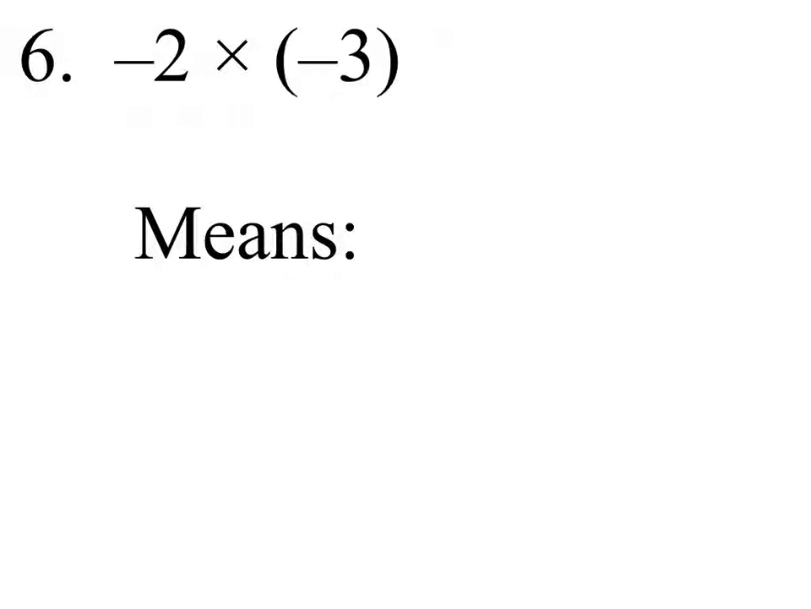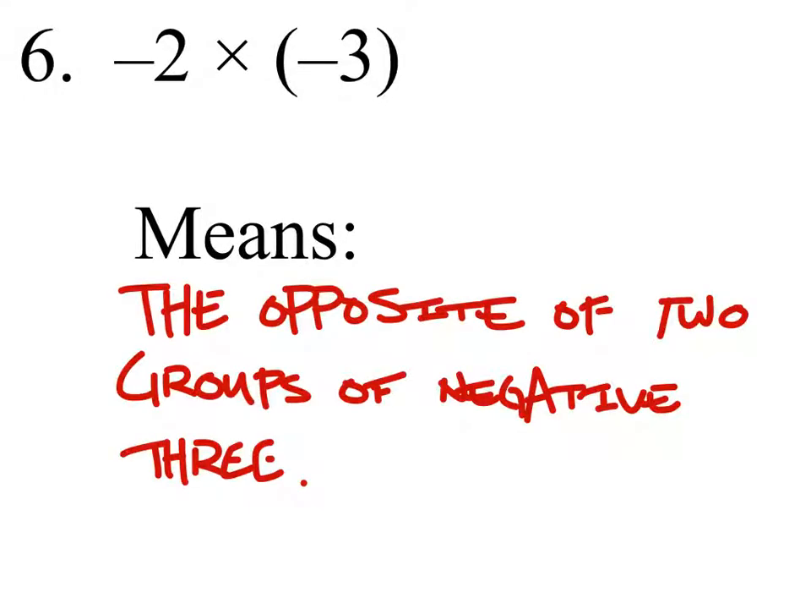All right, what about this one? Who can tell us number 6? What does this one mean? Yeah? The opposite of 2 groups of negative 3. Bam, there you go. The opposite of 2 groups of negative 3.